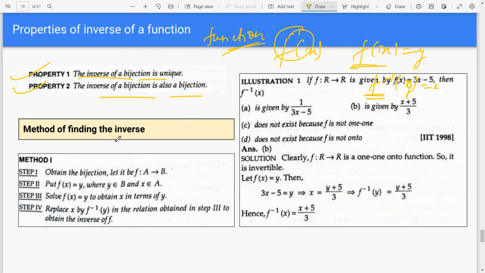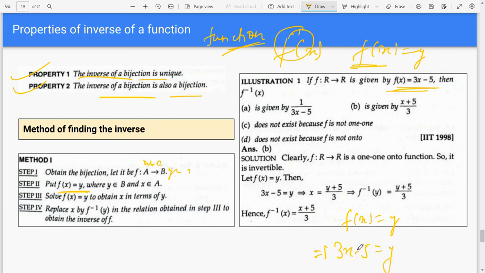Okay. So the method of finding the inverse. How do you find the inverse? Simple: put f(x) = y, where x belongs to A and y belongs to B, and then solve in terms of y. What do I mean by that? Let's say we have a function defined by f(x) = 3x - 5. You have to change this to find the inverse of f(x). So we put f(x) = y. It means that 3x - 5 = y.